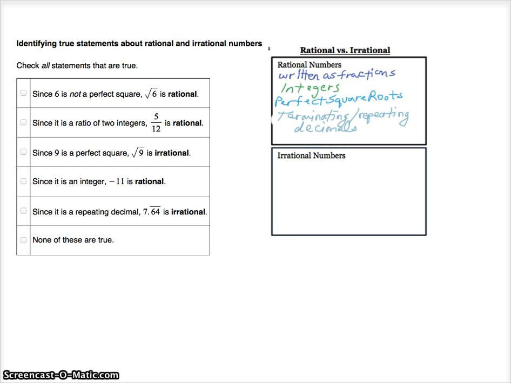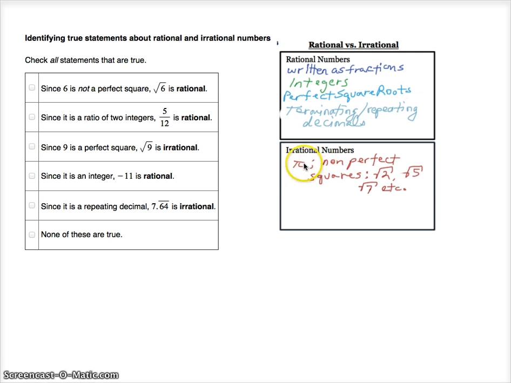Let's take a look at what irrational numbers are. Numbers like pi that never end and never repeat, or they are non-perfect squares like the square root of 2, the square root of 5, the square root of 7, or any other non-perfect square roots you can think of. So let's go through and identify the true statements.